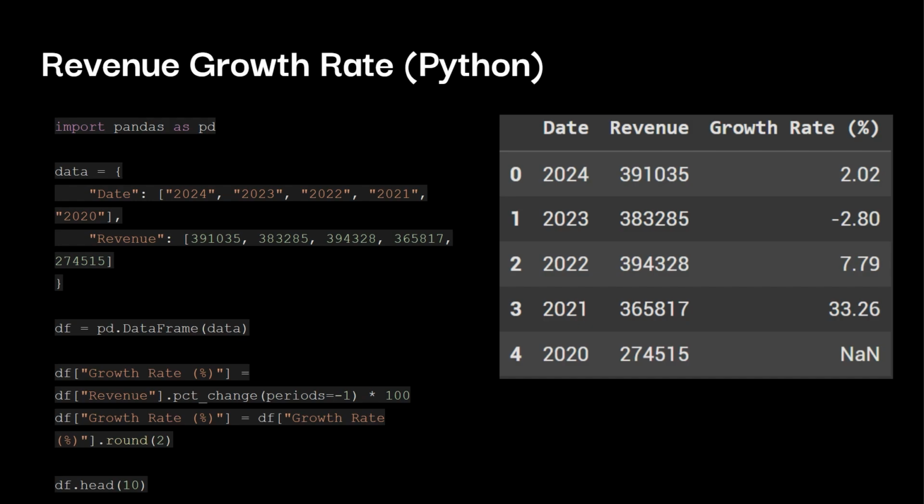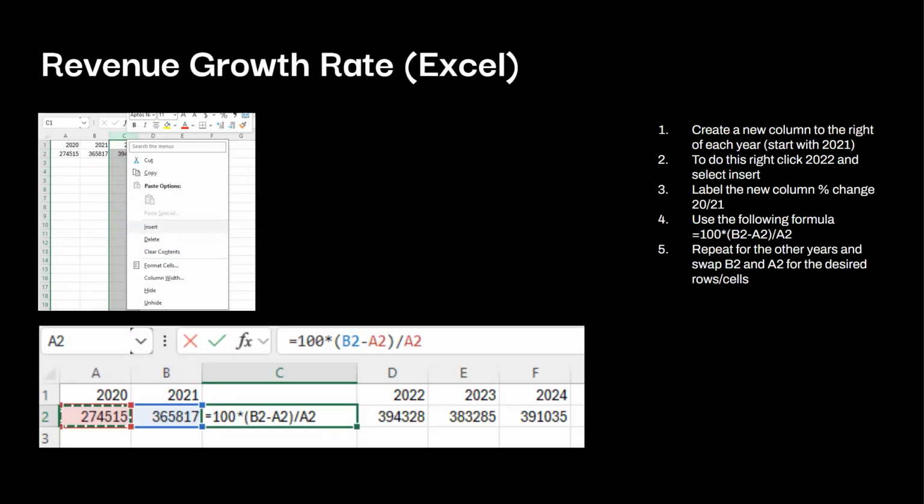So this is your Python code side of things. All I did is essentially create a dictionary, turn that into a data frame, and then used percent change, which is in pandas. Man, I said I wasn't going to explain the code, but this is pretty easy. Regardless, we have the date, which probably should be labeled as year, but 24, 23, 22, 21, and 20. And then also the growth rate associated with it: 2%, negative 2.8%, 7.79%, and 33.26%.